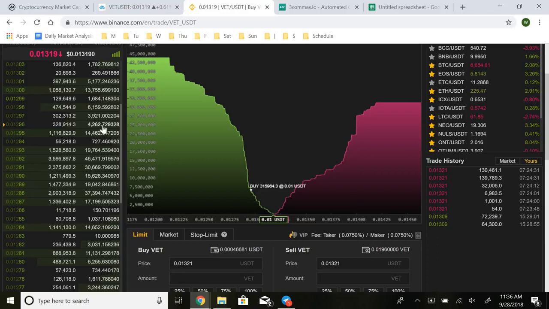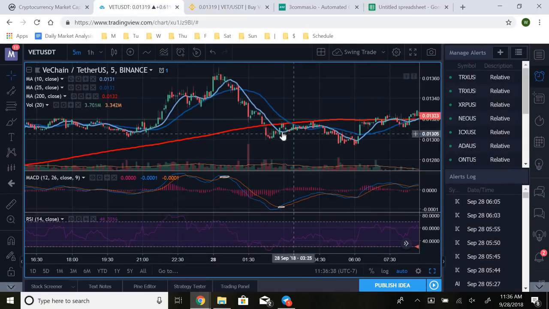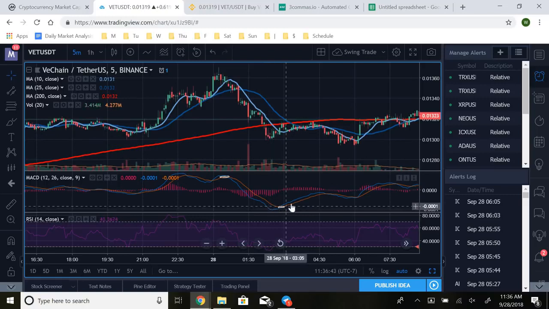If I enter in here, it's going to take a lot of selling power to break through all of these orders as well, in order to trigger my stop loss, which would be around 1286. So that is basically how you use the order book to identify where you want to enter into a trade after you have already identified that something is oversold and the momentum is looking to turn towards the upside.